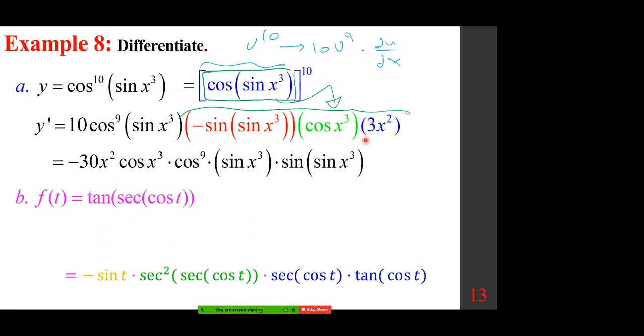That means you have a 10, you have a negative sign, you have a 3, so you get minus 30. You put the x squared in front, cosine x cubed in front, and then you can either write this in front or not, it makes no difference. Now, this is an example you really need to spend a few minutes on later on at home, okay?